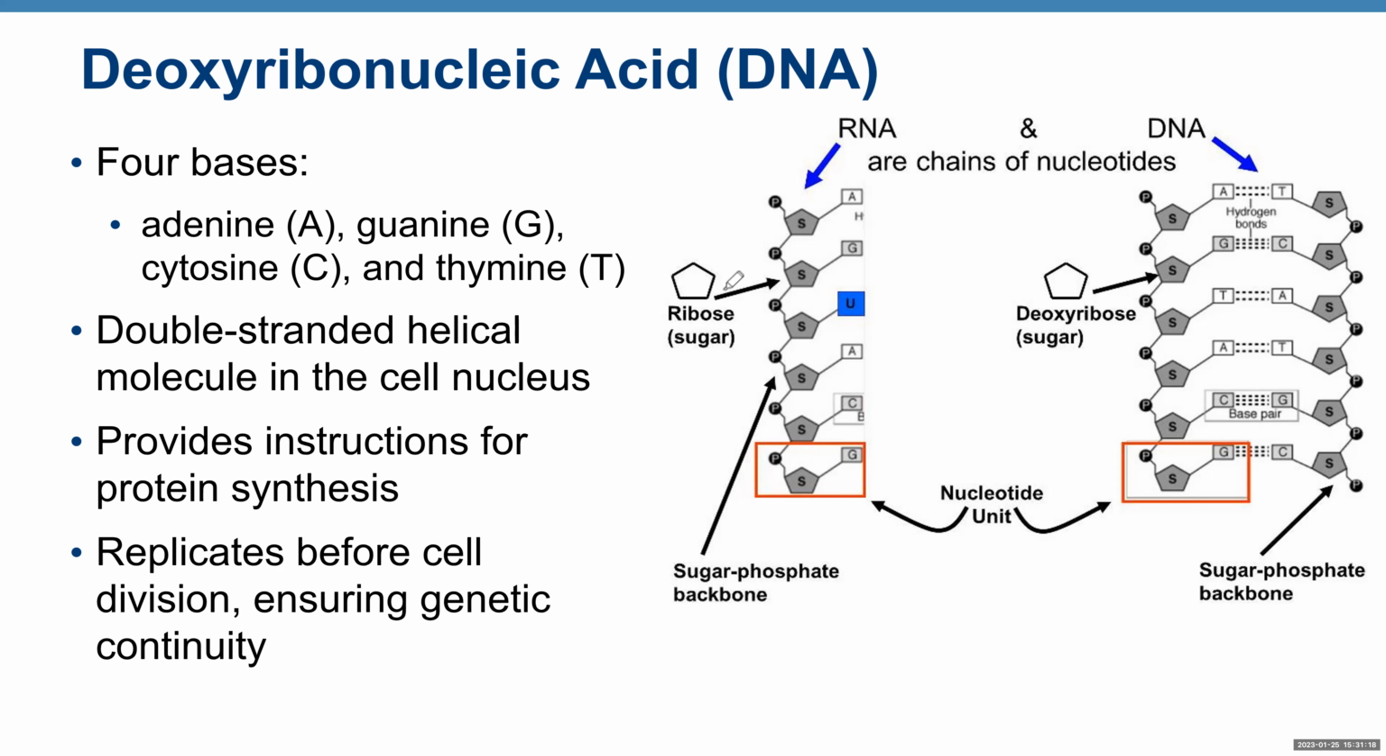Now RNA, now we have a different sugar. Instead of deoxyribose, we have ribose sugar, phosphate group, and we also have 4 bases, but we don't have T. Instead of T, we have U. And it's a single strand, one strand.